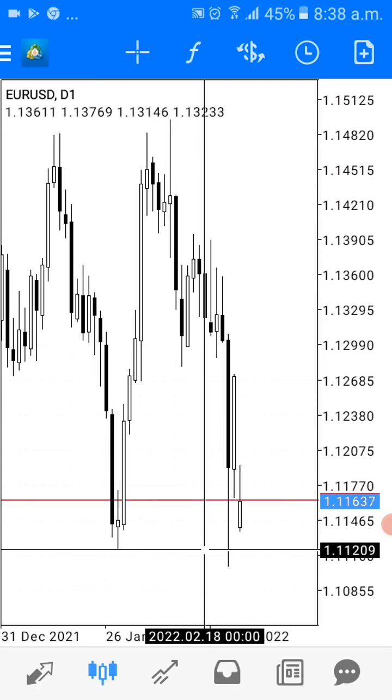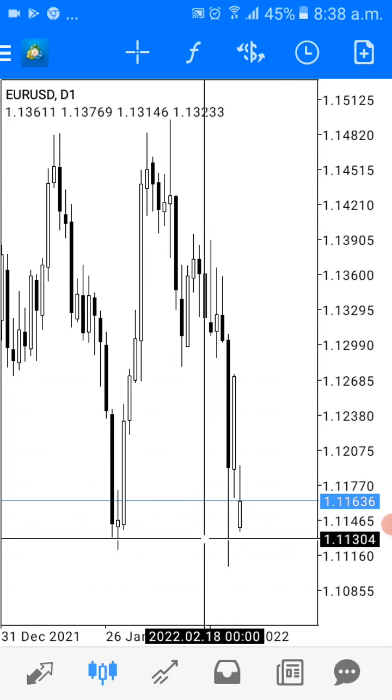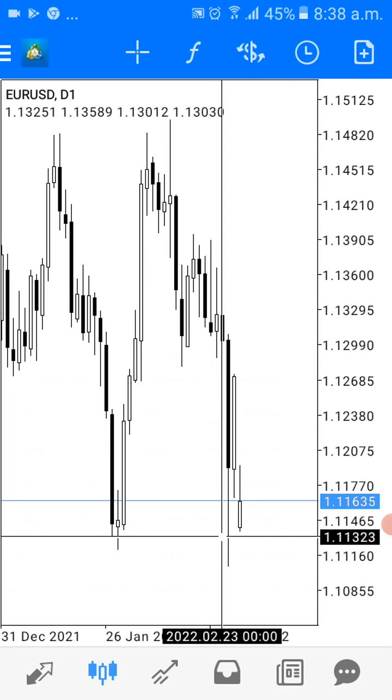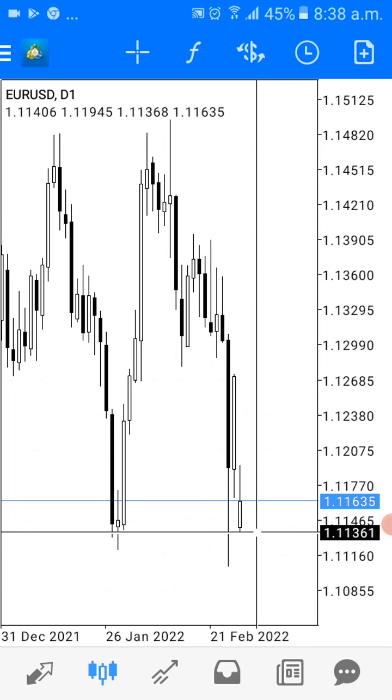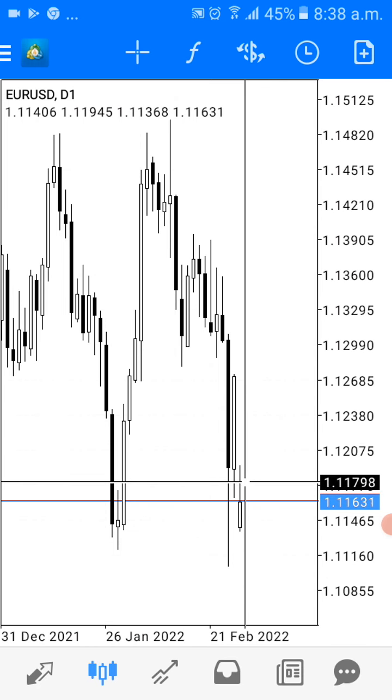But look at what happened. It came here all the way down, but rejected and closed above this zone. So meaning it's really a fake out. It came opening up from this zone, unable to break the previous support. So we should be expecting price to go up.